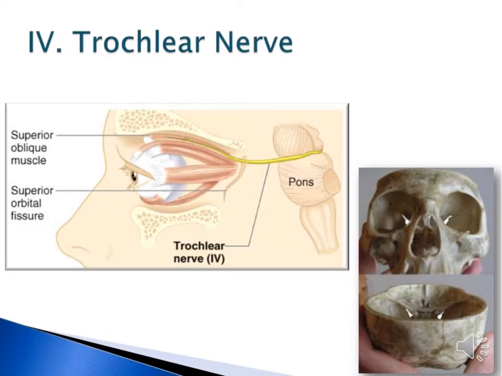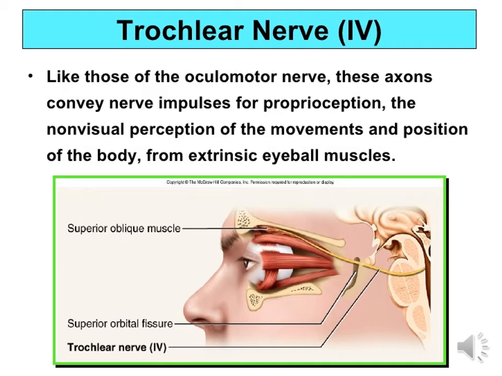This figure shows the course of the trochlear nerve from the pons and midbrain, going a short course within the cranial cavity and entering the orbital cavity through the superior orbital fissure to supply the superior oblique muscle. Like those of the oculomotor nerve, the third cranial nerve, these axons convey nerve impulses for proprioception, the non-visual perception of the movement and position of the body, from the extrinsic eyeball muscles.